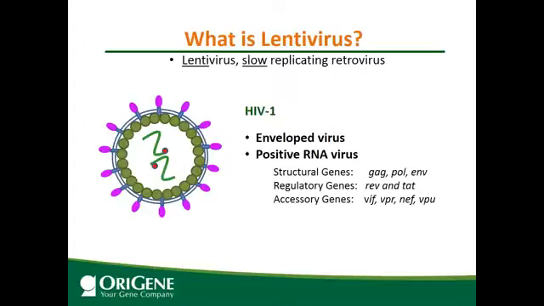So what is lentivirus? Lenti means slow. So lentivirus is a slow replicating retrovirus. Most of the lenti vectors were derived from HIV-1, which is an enveloped virus, and the genome has 2 copies of positive RNA. Here are the viral genes.